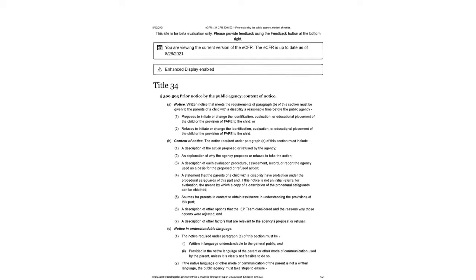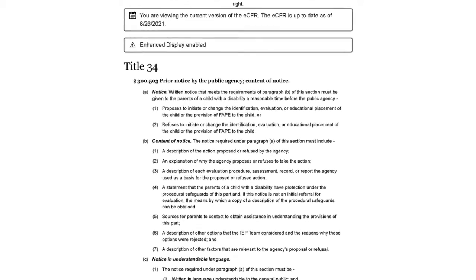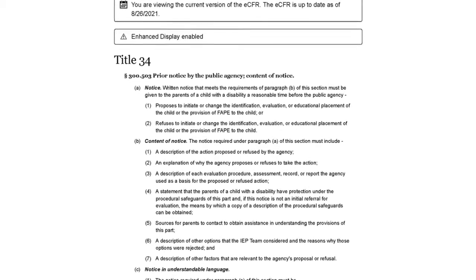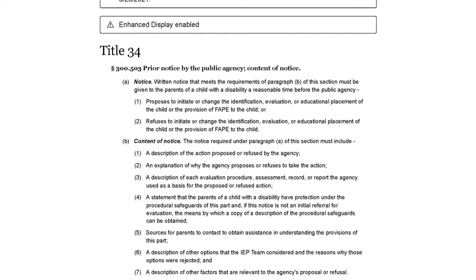They have to include a description of the action proposed or refused by the agency. They have to give you an explanation of why the agency proposes or refuses to take the action. Remember, the refuse part is the part we're talking about. The proposal part is if they're proposing something. The agency means the school district. They also have to include a description of each evaluation procedure, assessment, record, or report the agency used as a basis for the proposal or the refusal to grant your request. These are the kinds of questions they have to answer.